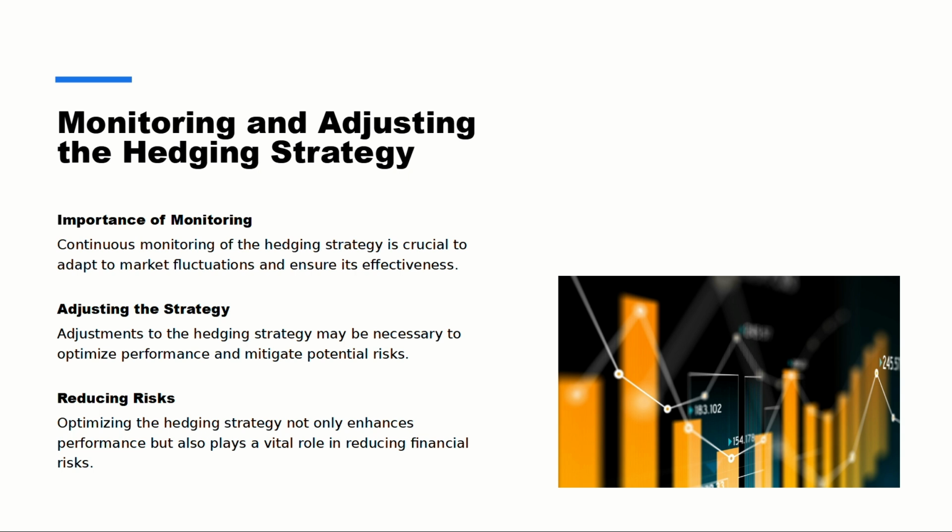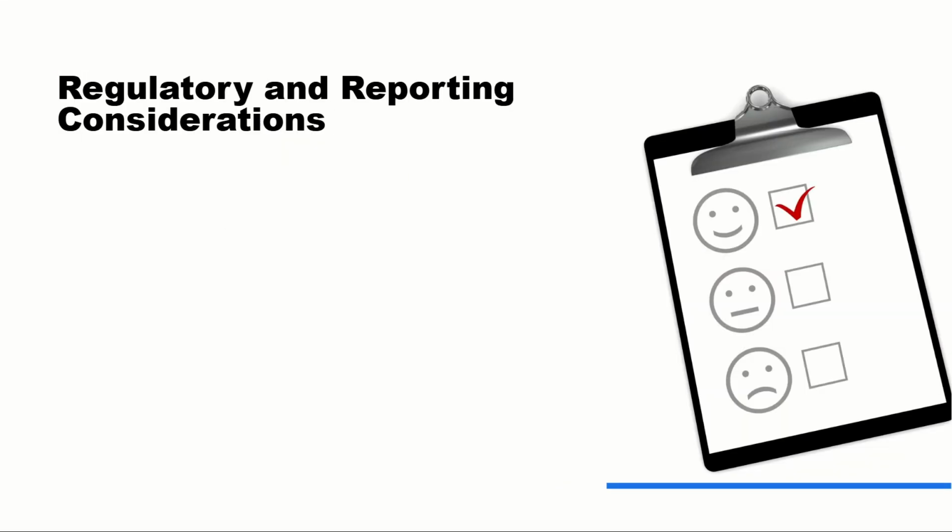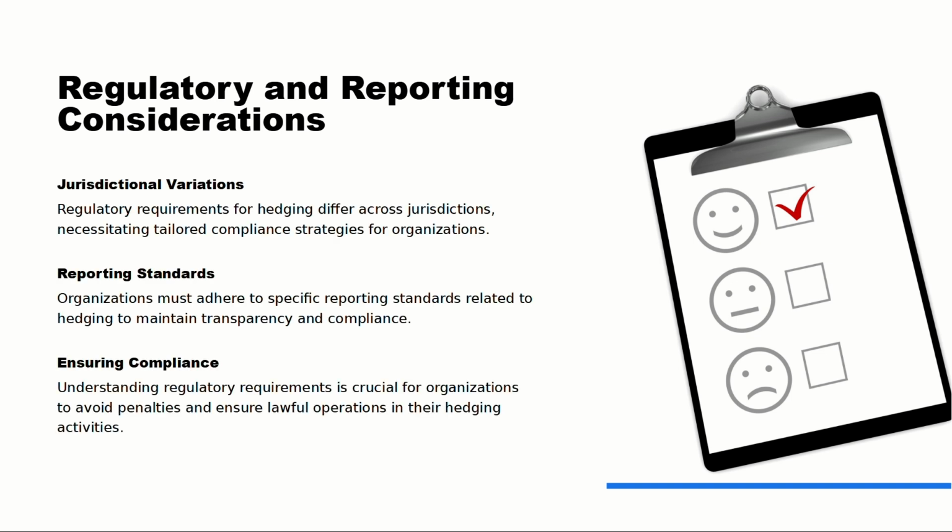Adjusting the strategy. Adjustments to the hedging strategy may be necessary to optimize performance and mitigate potential risks. Reducing risks. Optimizing the hedging strategy not only enhances performance but also plays a vital role in reducing financial risks. Regulatory and reporting considerations. Jurisdictional variations. Regulatory requirements for hedging differ across jurisdictions, necessitating tailored compliance strategies for organizations.